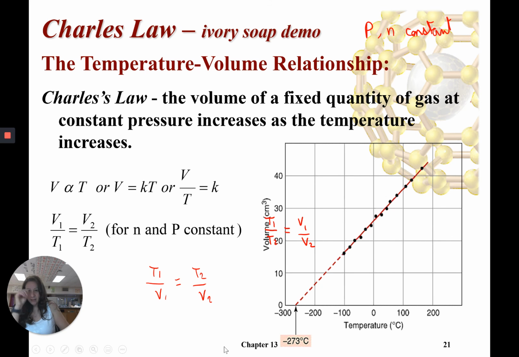You also need to know what it looks like in terms of graphical analysis. If you were to graph volume versus temperature, you would get a linear relationship. If this was the Celsius temperature, you would get 0 volume at negative 273 Celsius, which is absolute zero. This is one of the ways they were able to calculate absolute zero, by extrapolating. They'd get data points for different gases and extrapolate to see where it would hit 0 volume, and that's the coldest temperature possible.